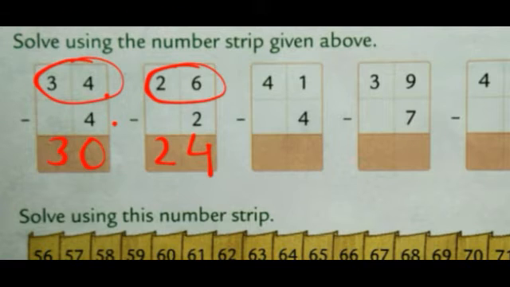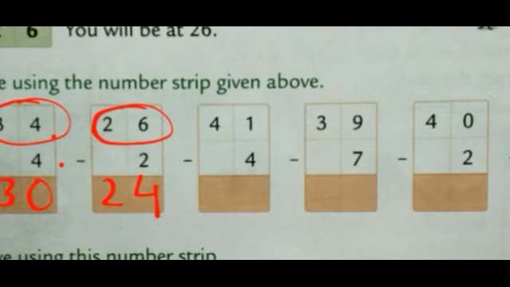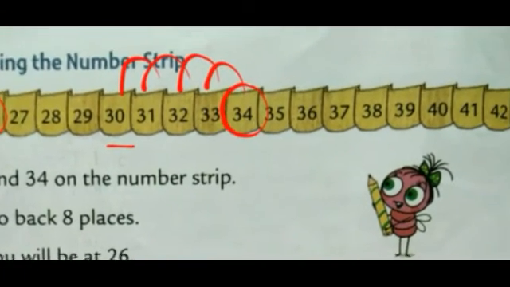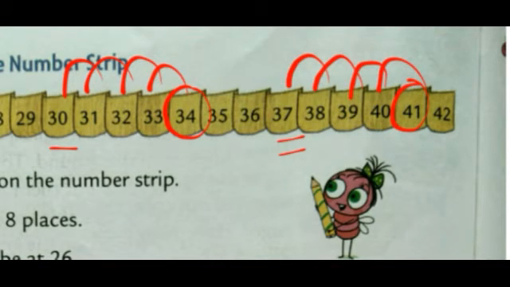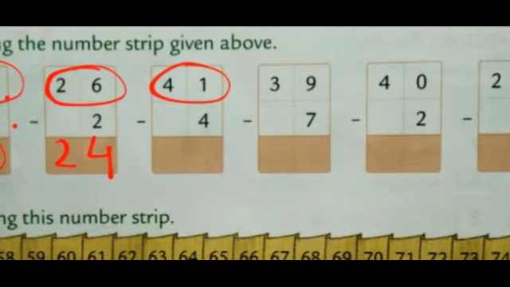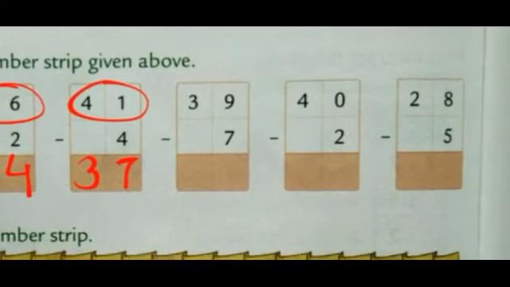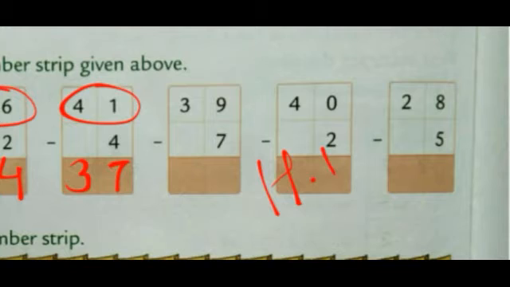Okay. Now see one more. 41 minus 4. First we will circle the bigger number. And how much we have to subtract? 4. So first we will mark 41 on the number strip. And then we have to go back 4 places. 1, 2, 3, 4. We reached 37. That means 37 is the answer. So we will write it here. Sorry, not here. 37 here. Clear? Now I would like you all to try these 3 as homework.